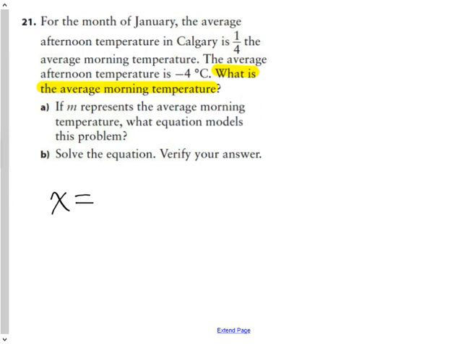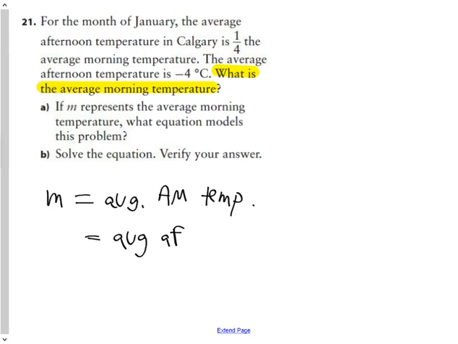So what is x going to represent here? It's going to represent the average morning temperature, AM being morning. Okay? So your x is going to be your average morning temperature. Oh, sorry, not x. For reading my questions, what should I use instead of x? M. If m represents the average morning temperature, what equation models the solution? So, what is the average afternoon temperature? I'll do PM here.